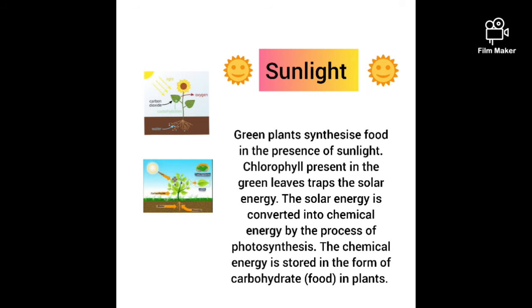Sunlight. Green plants synthesize food in the presence of sunlight. Chlorophyll present in the green leaves traps the solar energy. The solar energy is converted into chemical energy by the process of photosynthesis. The chemical energy is stored in the form of carbohydrate in plants.